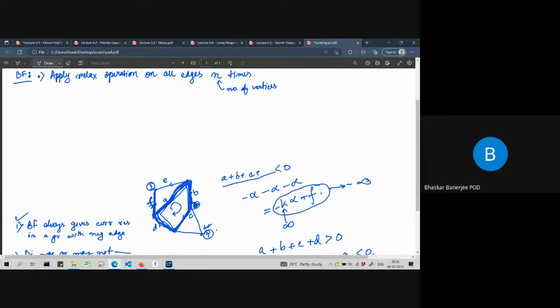One second, sir. You told about the tree. Please, once again, I could not get it. So what I'm saying is, in any arbitrary graph, if I give you a random source and random destination vertex, the path to reach from that source to destination can have at most n minus 1 edges. That's the point. Upper bound. Okay, at most n minus 1 edges.